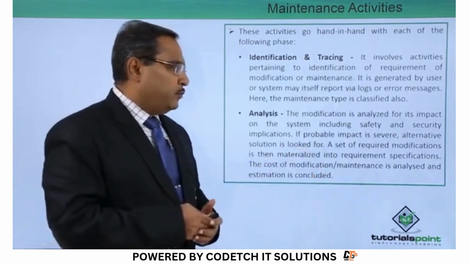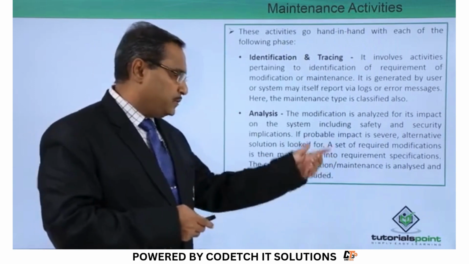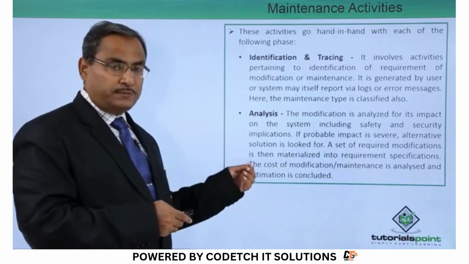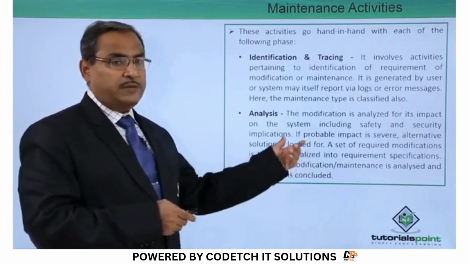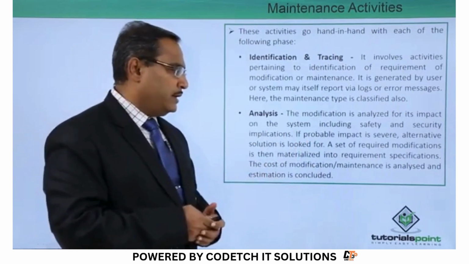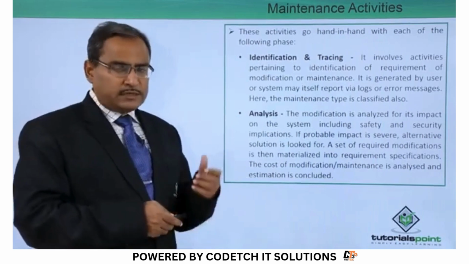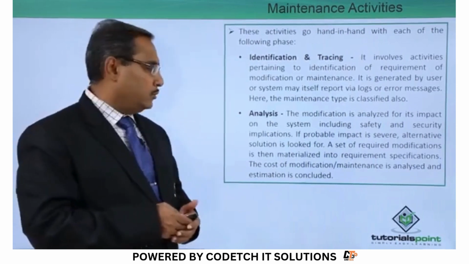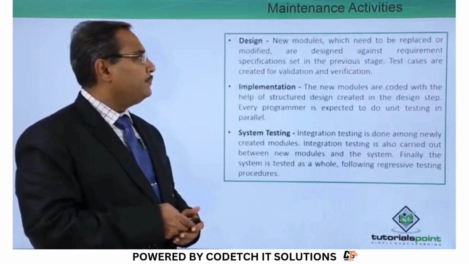Then a set of required modifications is materialized into requirement specifications. Now you see this maintenance requirement will be generated and requirement specifications will also be mentioned. The cost of modification maintenance is analyzed and estimation is concluded. Estimation means the cost estimation will be concluded. So that will be done in the analysis phase.